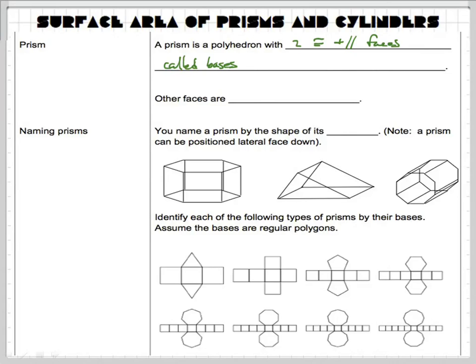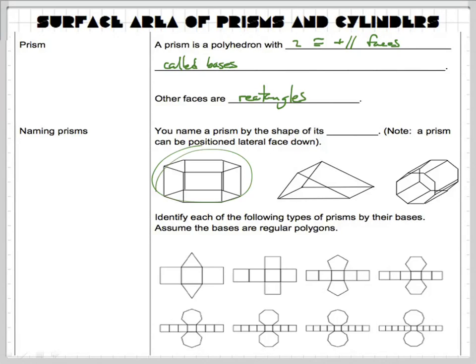Isn't it faces? Well, no. These are faces specifically known as bases, because the faces are like the outsides of the shape. So we're going to call these bases, because the bases are perpendicular and parallel to each other. They're special. The other faces are always going to be rectangles.